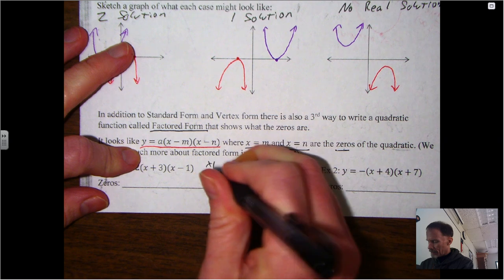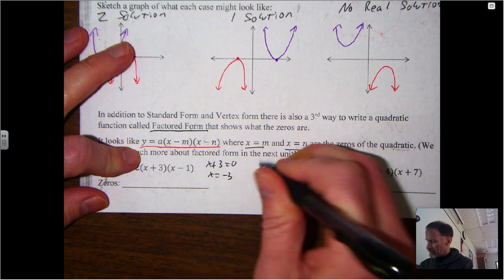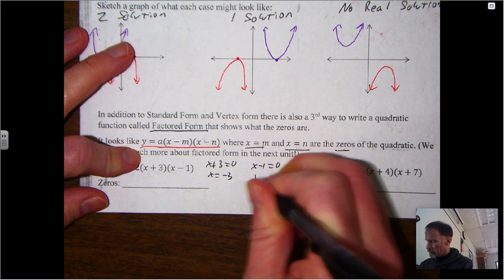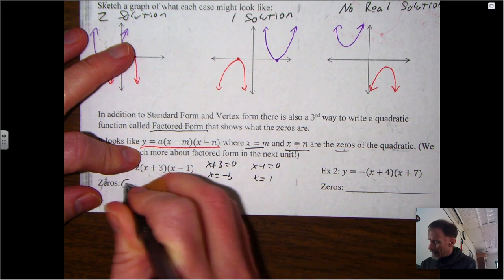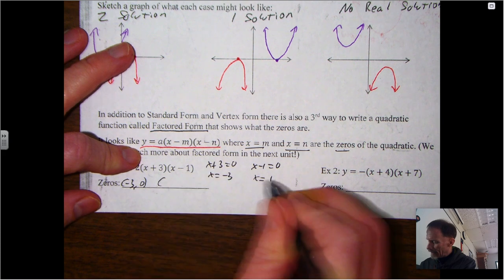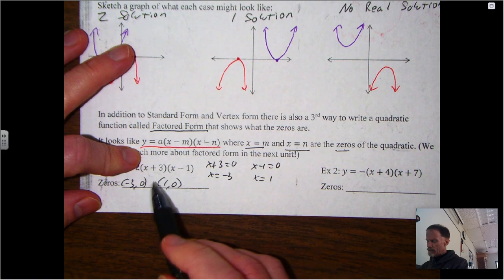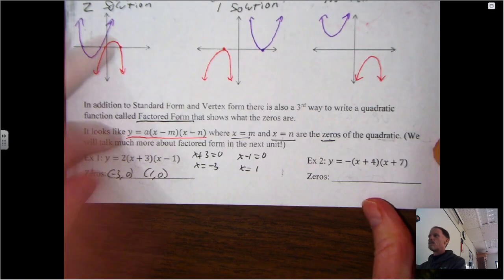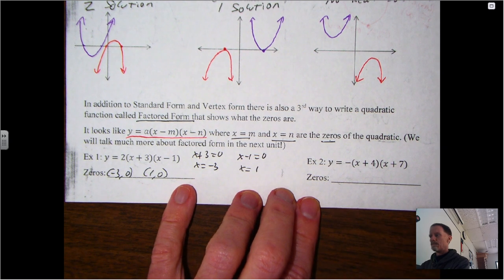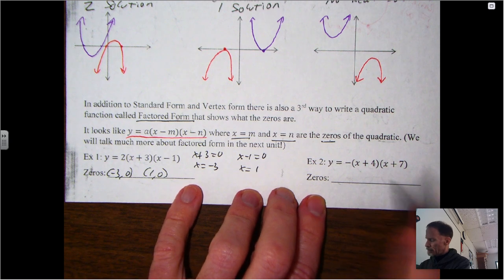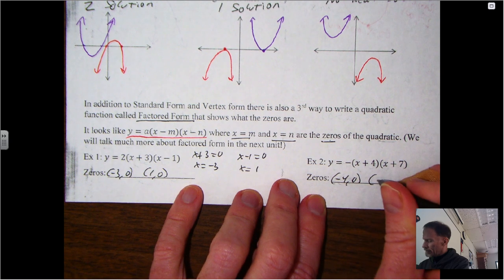So if you put x plus 3 equals 0, you get x equals -3, get x by itself. Same thing for the next one. So x equals 1. So those are your x-intercepts, or your zeros. So your points would be at (-3, 0) and at (1, 0). And I know you're thinking, well, can't we just change the signs? Yes, for these. We will see some later on that'll be more than just changing the sign. There'll be one more thing to think about, but we'll do those later on. So the same thing for example 2. My zeros would be at (-4, 0) and at (-7, 0).